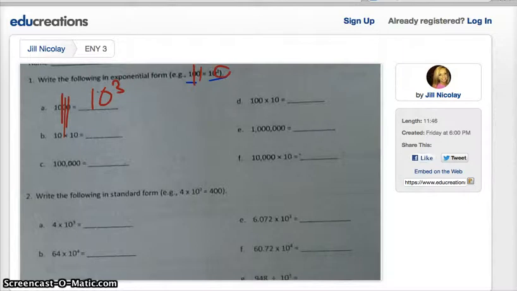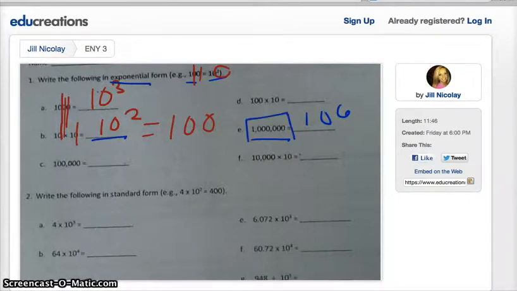How many zeros are in 10 times 10? 1, 2. 10 to the second power. We also know that 10 times 10 is 100, but it's looking for exponential form. So that's why 10 to the second power, or 10 squared, is the answer. Let's do one more. Over here, how many zeros does 1 million have? 10 to the sixth power, because there are 6 zeros.